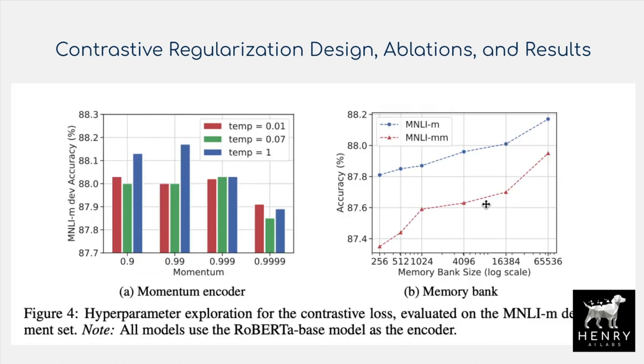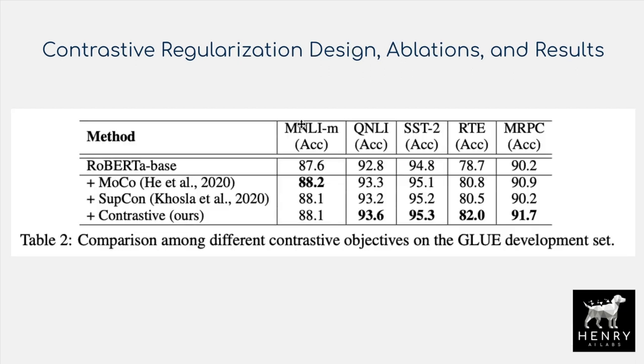And then they go on to ablate these other hyperparameters of the momentum encoder as you're updating the neural network running averages. The temperature is a hyperparameter on the distribution of the labels, and then the memory bank size, exactly how many of these previously encoded examples we keep in the queue. And then overall, we have an ablation on using MoCo, or maybe supervised contrastive learning, or this particular framework that is put together in this paper. So a couple of different ways of thinking about how to structure this contrastive loss.